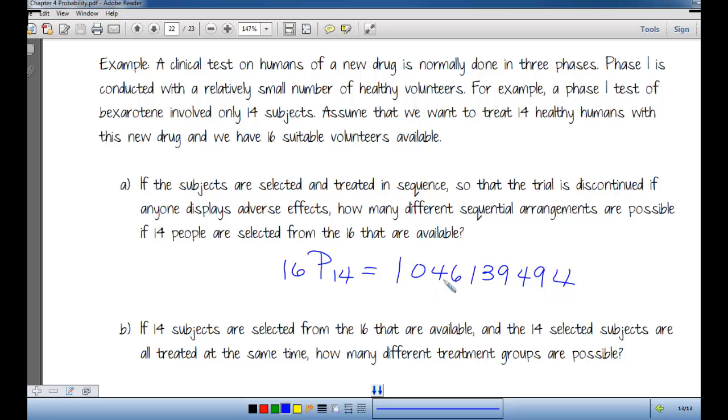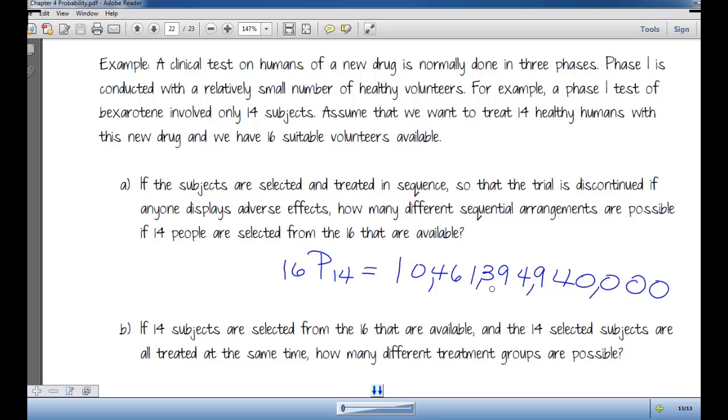Factorials grow very quickly. On your calculator, you're not going to be able to calculate more than about, I think, 69 factorial. After that, your calculator is going to give you an error. Okay. But that's how many different ways they could do it, if we have 16 and we're choosing 14 at a time, and the order matters since they're doing this sequentially.